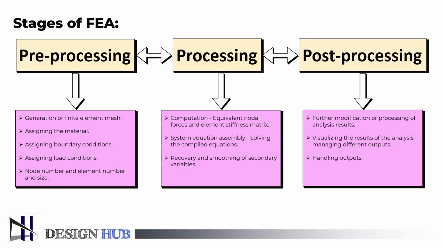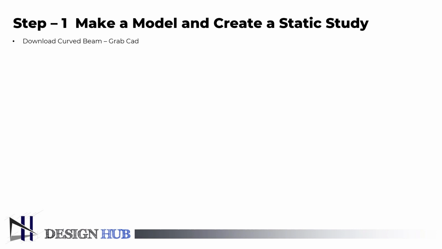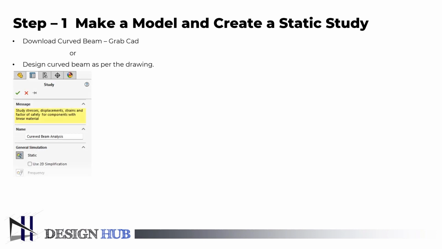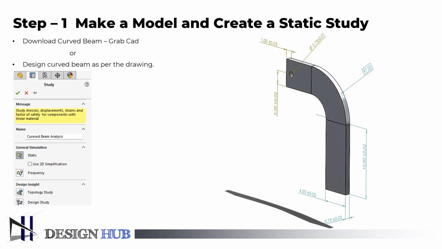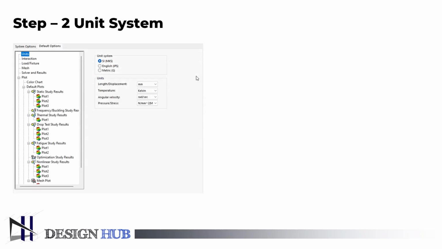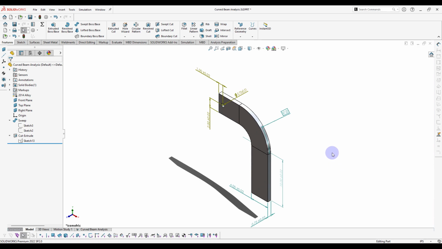The first step we will follow is to make the curved beam in SolidWorks according to this figure, or you can download this file from GrabCAD. And you can start the study by going into simulation and creating a new study. Before you start with the analysis process, it is important to set the units for SolidWorks simulation. Set the default unit according to your preference. We will see the model of curved beam and its dimensions in SolidWorks.